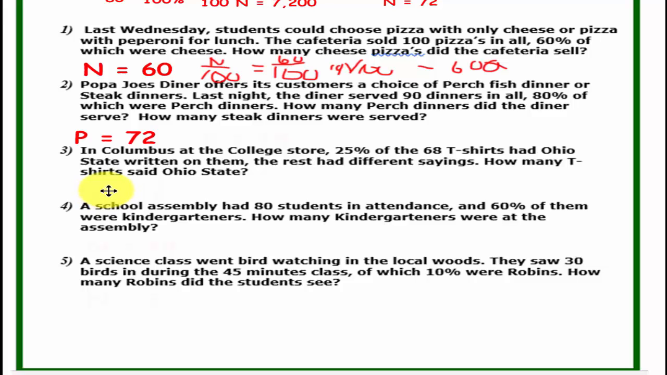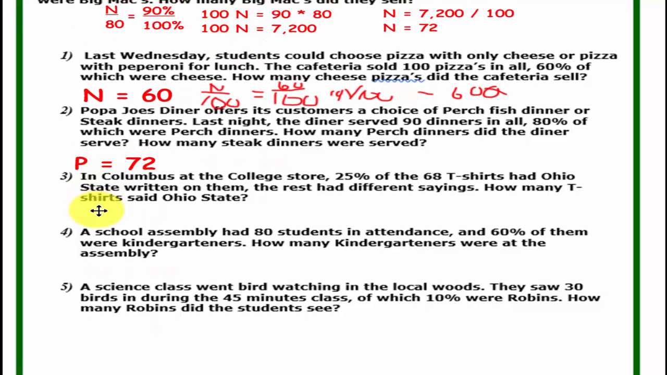Okay, let's look at number 3. In Columbus, at the college store, 25% of 68 t-shirts had Ohio State written on them. The rest had different sayings. How many t-shirts said Ohio State? Same logic as you used up above, okay? All right, your answer here should be n equals 17, right? Because you wanted to have n over 68 equals 25% over 100. And then you simply cross multiply again. Hopefully you've done that and you can see how easy that is. It's the same logic, obviously with different numbers for each one.